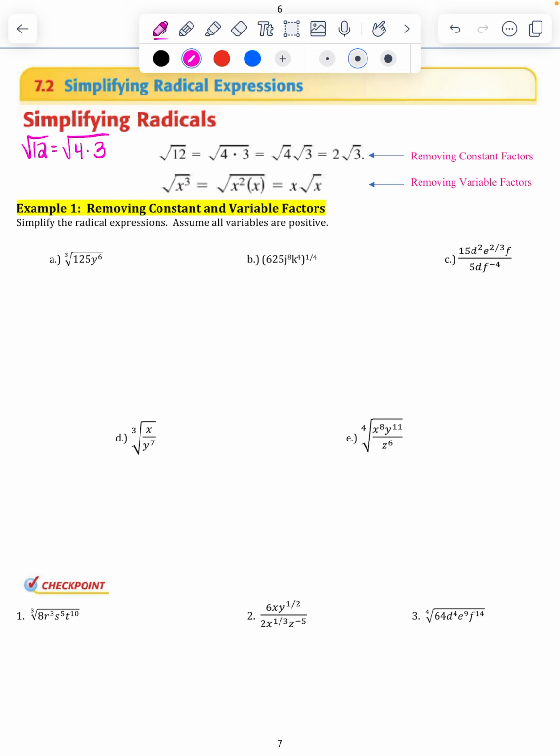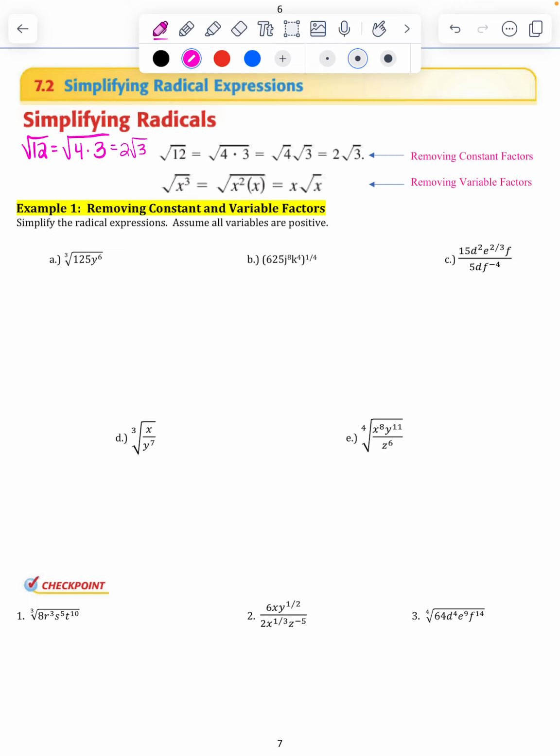12 has one perfect square factor, 4, and we would have to multiply 4 by 3 to equal 12. We do this so that we can basically take the square root of 4 out, which is 2, but we're still left with the square root of 3 because it's not totally a perfect square, but it does have a factor that is a perfect square.